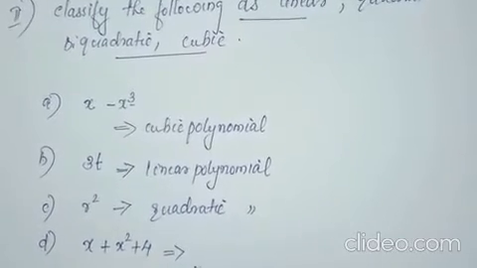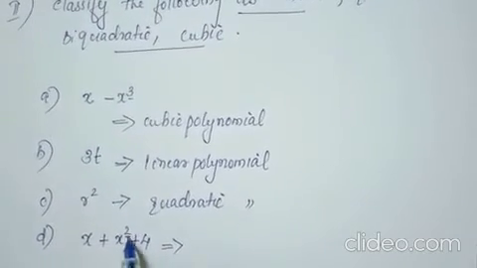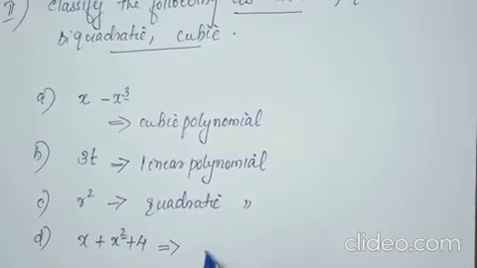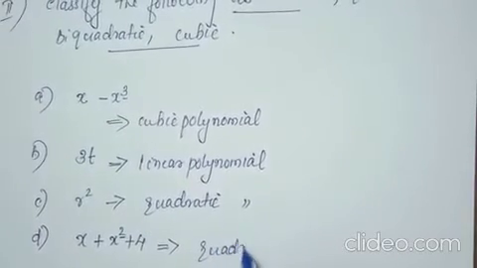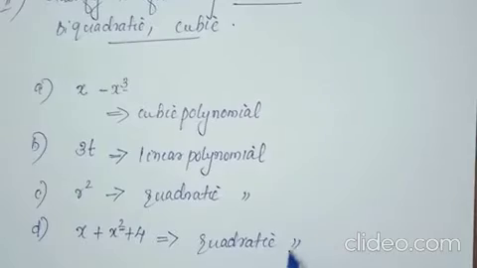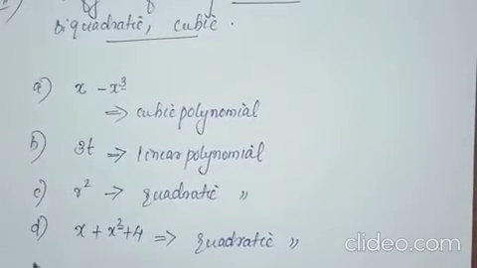Next one, x plus x square plus 4. In this case the highest degree is what? 2 over here, is it? So it is called quadratic. If the highest degree is 2, we will call it a quadratic polynomial.